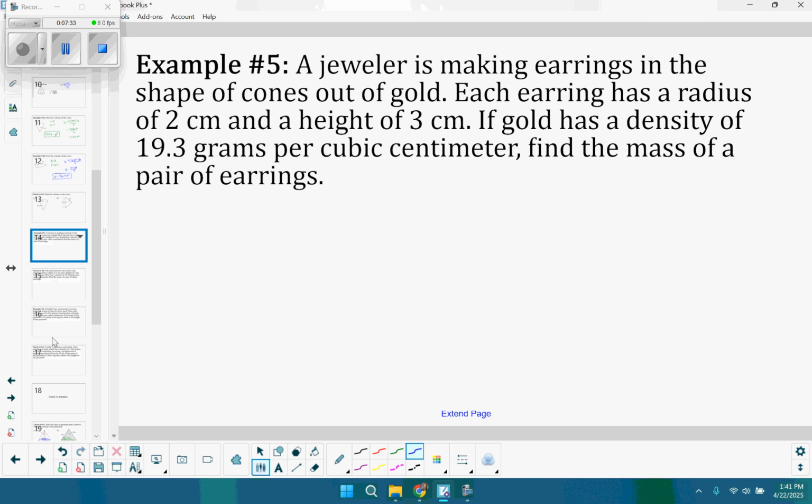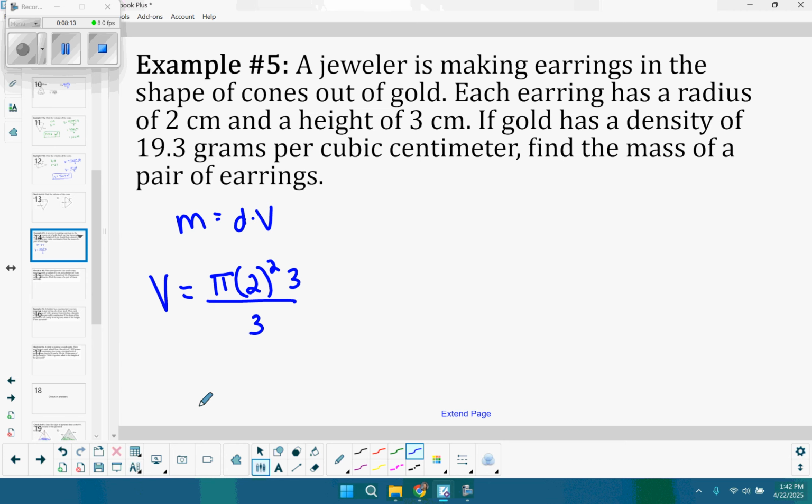Example 5. A jeweler is making earrings in the shape of cones out of gold. Each earring has a radius of 2 centimeters and a height of 3 centimeters. If gold has a density of 19.3 grams per cubic centimeter, find the mass of a pair of earrings. So I want mass, which is really equal to density times volume. I know the density, I don't know the volume. So let's start by finding volume. Said it was cones, so that's pi r squared h over 3. The r was 2, the h was 3.